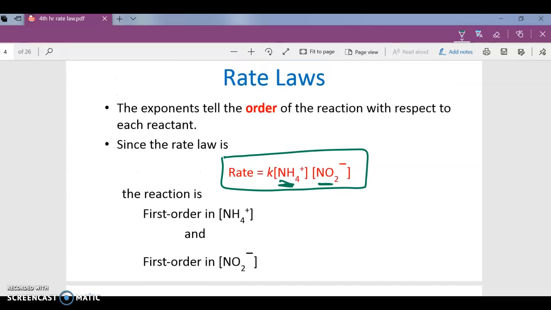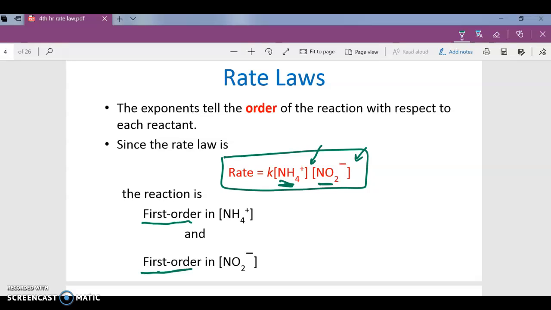So the rate law for this would be a first order for NH4. It's called a first order because there's technically a little 1 right there, right? You could have a 1 or not have it there, it's implied. And it's first order for NO2. What that means is if you double the concentration of it, it will double the rate of the reaction.